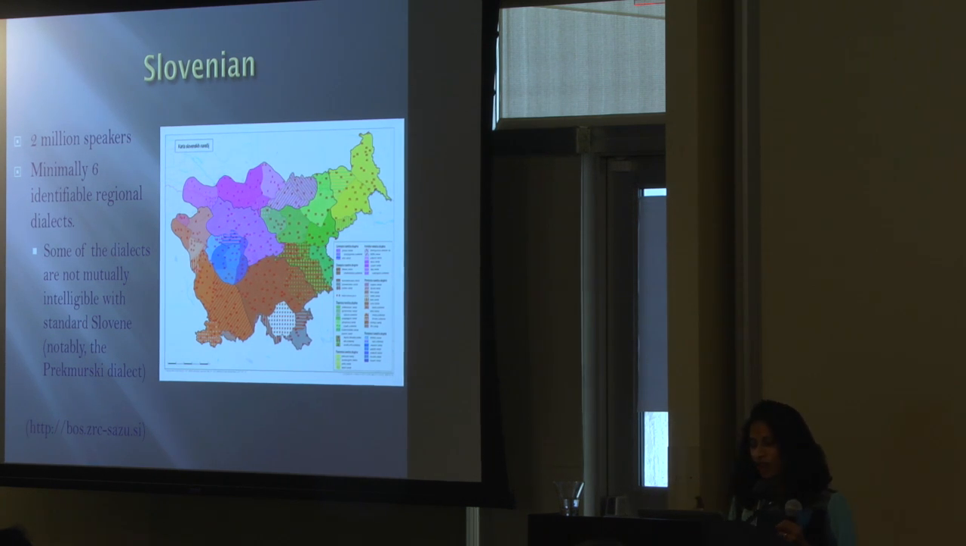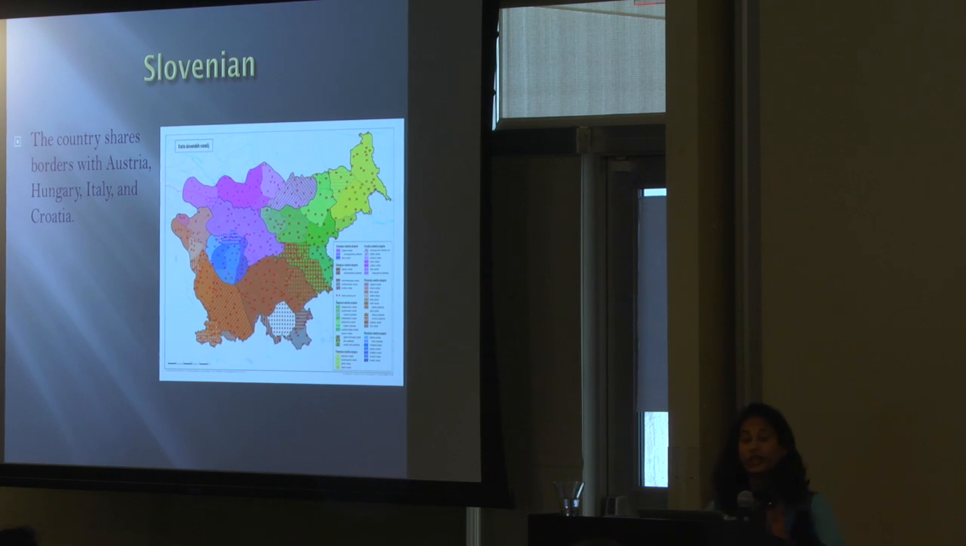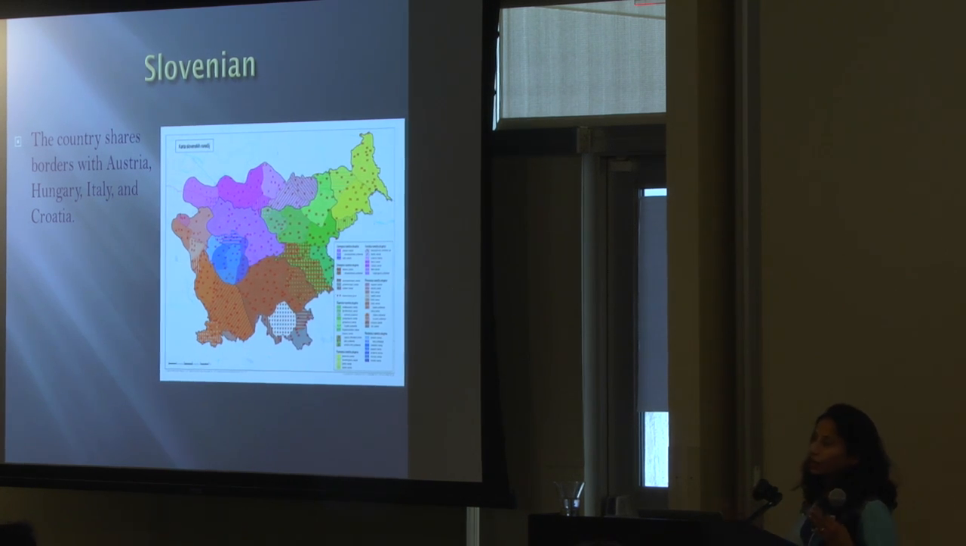There are no speakers of Prekmurski dialect who don't also speak standard Slovene, so you can't know too much about that, but certainly in the other direction, standard Slovene speakers can't understand when people speak Prekmurski dialect. In addition, the country shares borders with Austria, Hungary, Italy, and Croatia. Small country, lots of borders. So people on these borders tend to be bilingual. There are employment opportunities that will encourage them to be bilingual.